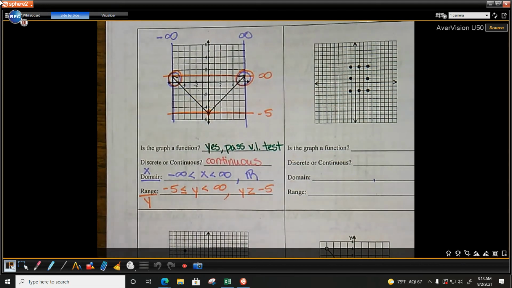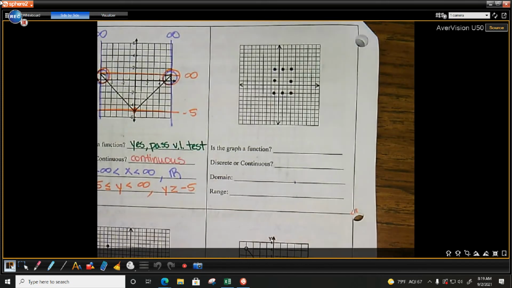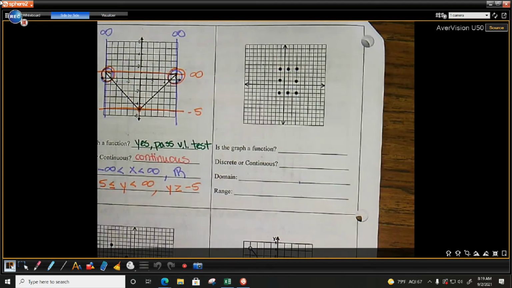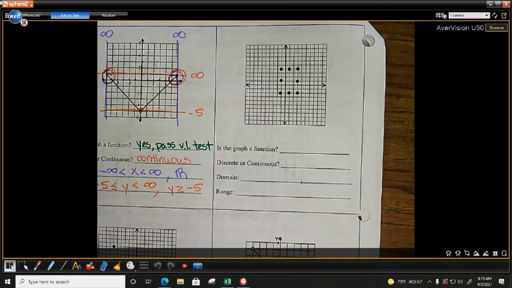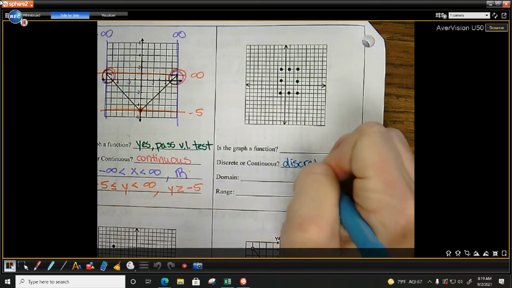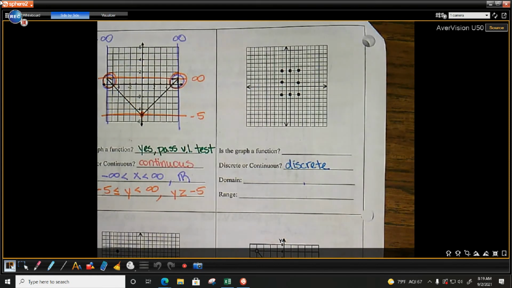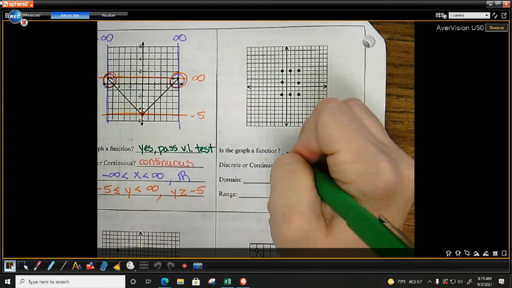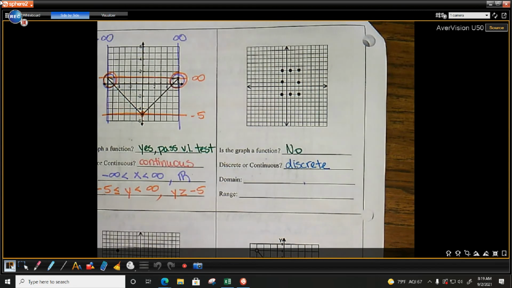Next, is this discrete or continuous? Discrete. How do we know it's discrete, guys? Discrete dots. Very good. Is this a function? No. Okay. So, how do we do our domain and range from a discrete graph? This isn't a function.